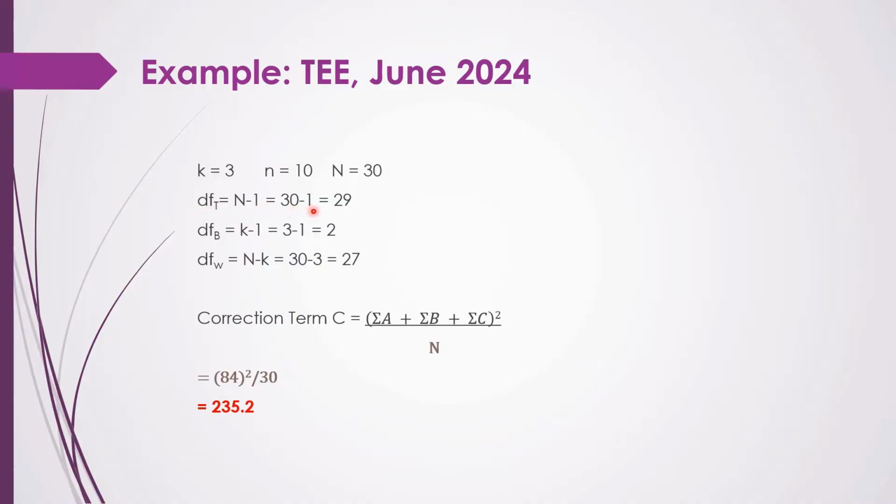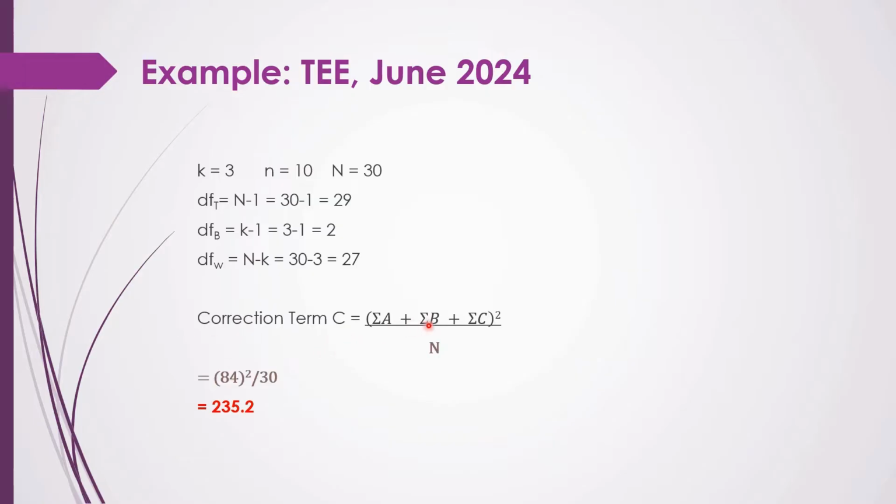Total degree of freedom, capital N minus 1 which is 30 minus 1, 29. Degrees of freedom between the groups, k minus 1 which is 3 minus 1, 2. Degree of freedom within the groups, capital N minus k, 30 minus 3 which is 27. We have all the degrees of freedom. I hope you all got it correct.